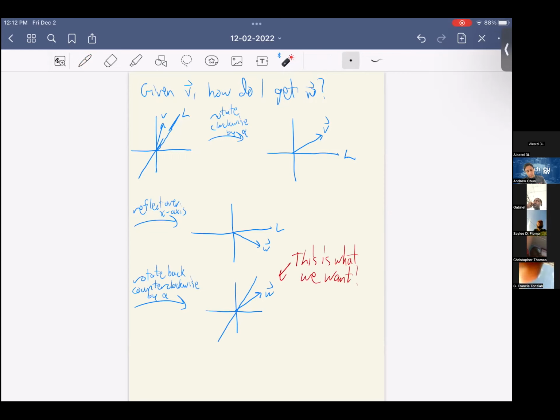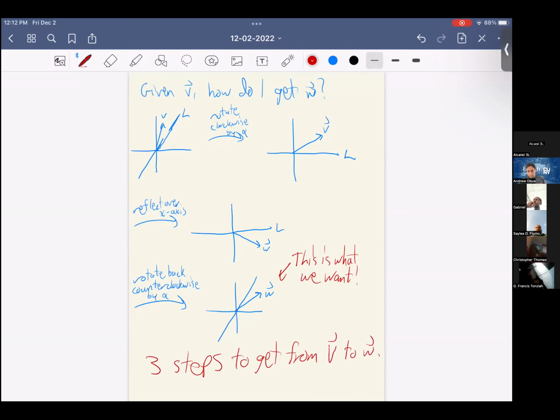Okay, so in order to get W, we had to do 3 steps. We had to rotate clockwise by alpha, then reflect over the x-axis, and then rotate counterclockwise by alpha. So overall, it was 3 steps to get from V to W, to get to its reflection.